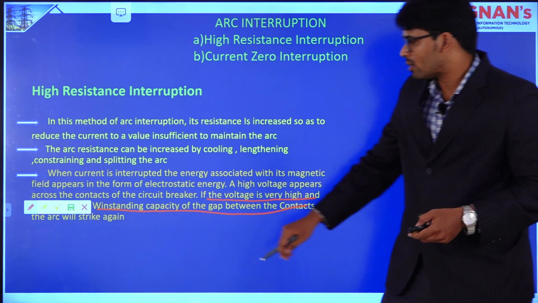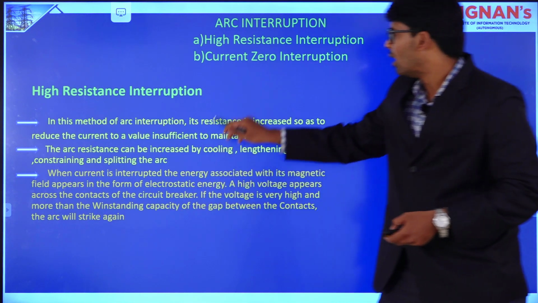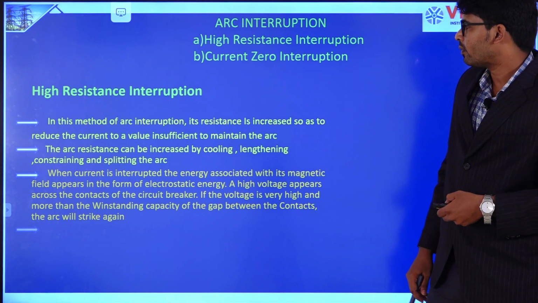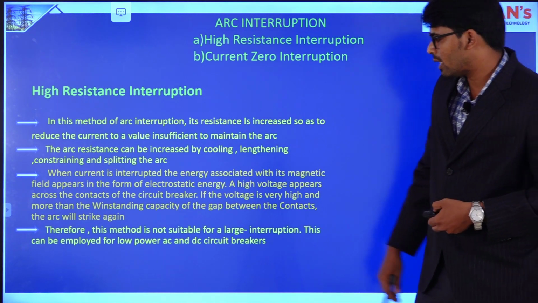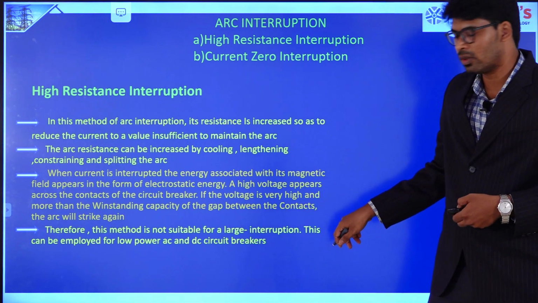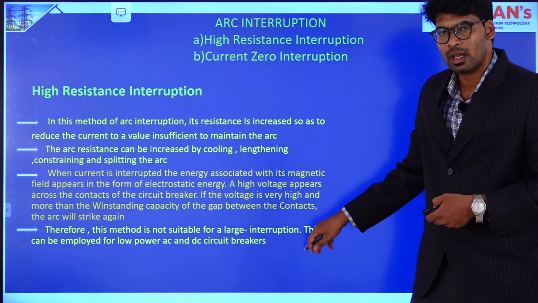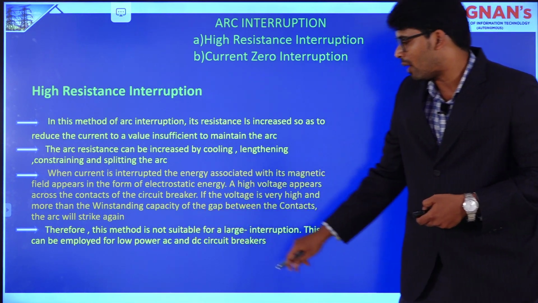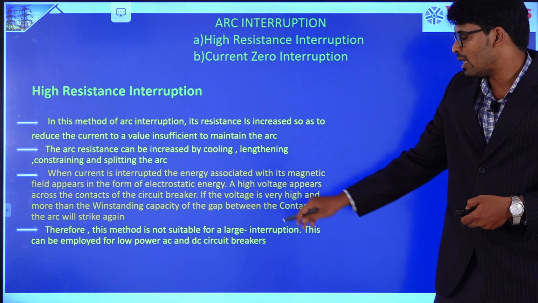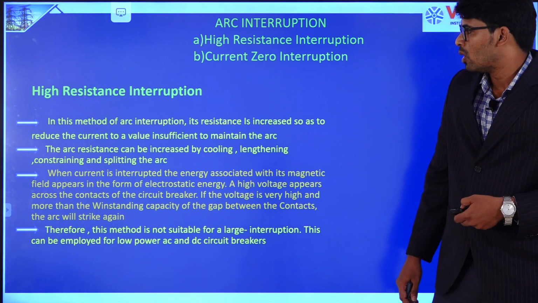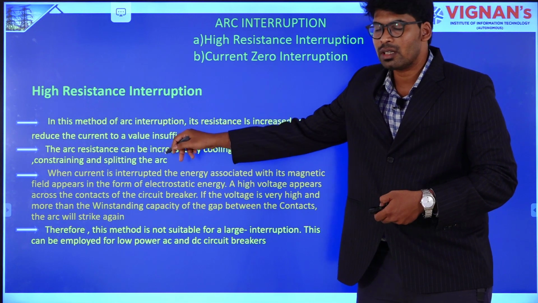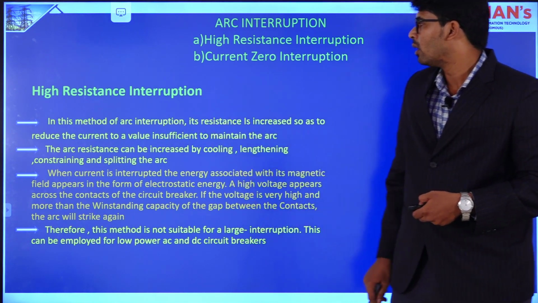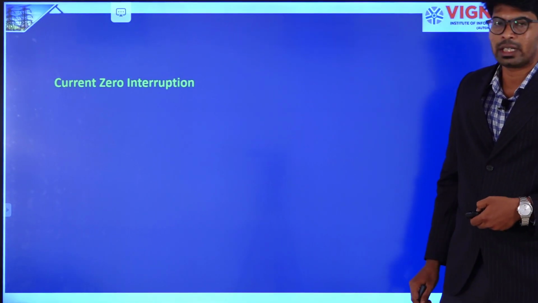So in that process, we have current zero interruption. This method is suitable for large interruptions only, not suitable for odd interruptions, and it is employed in low power AC and DC circuit breakers only. Because of the disadvantage of this high resistance interruption, we go to current zero interruption.